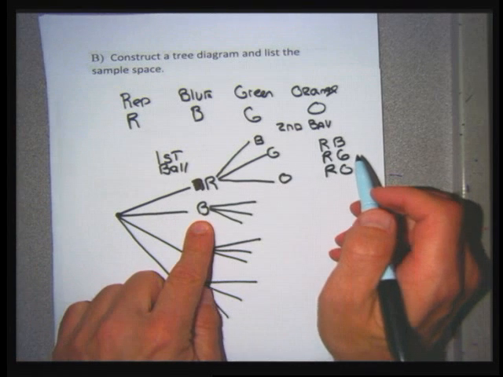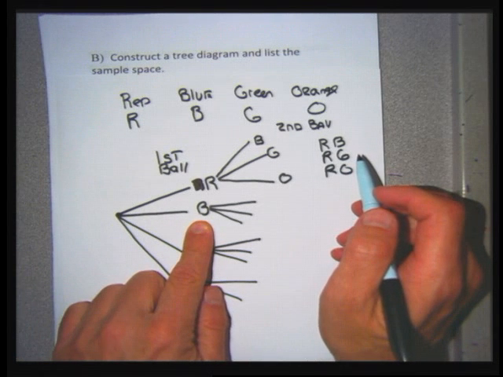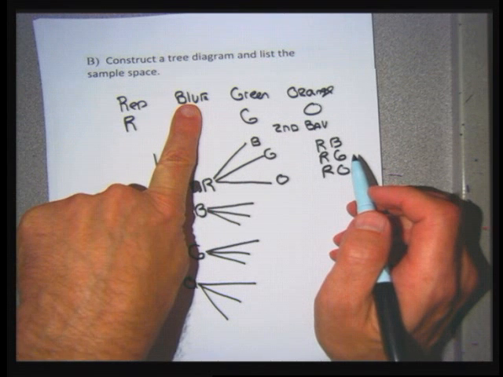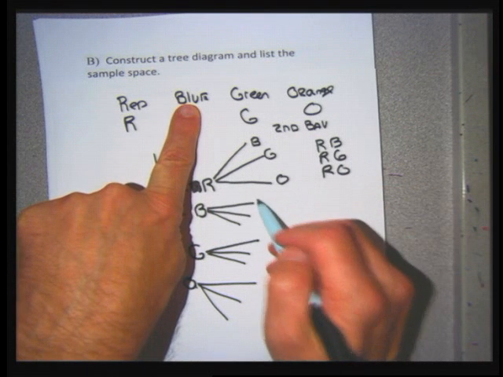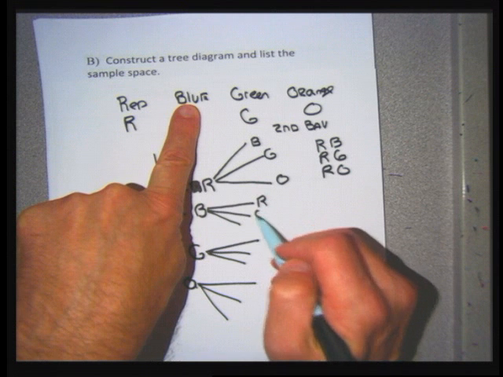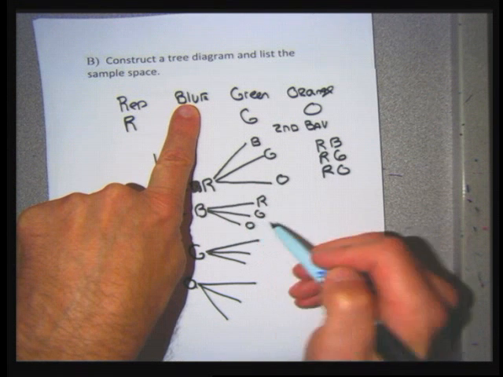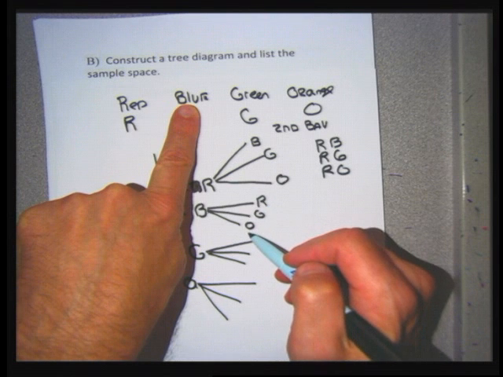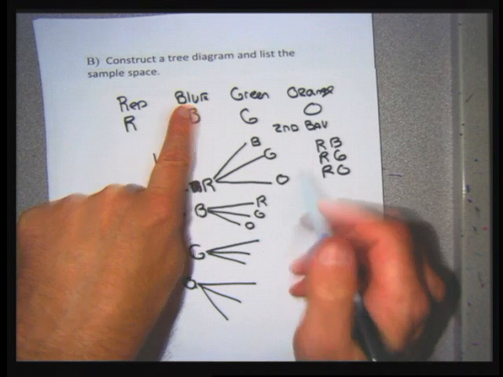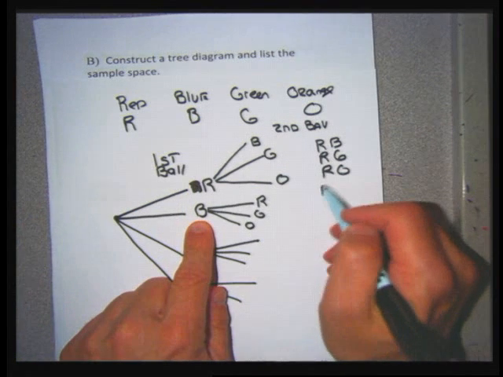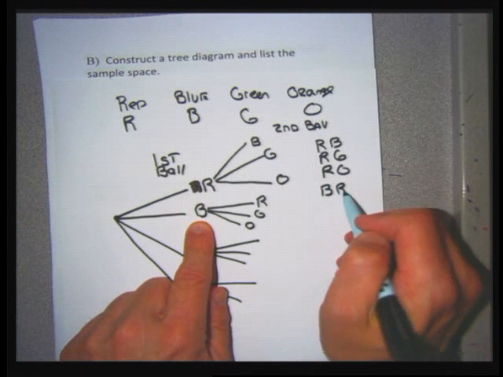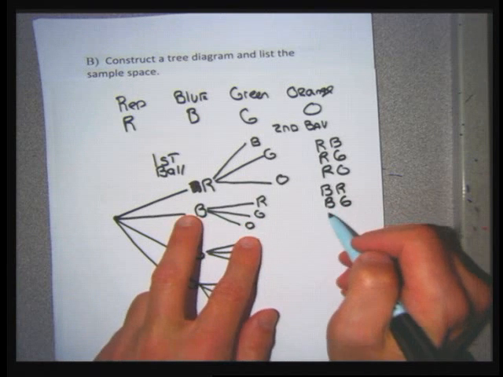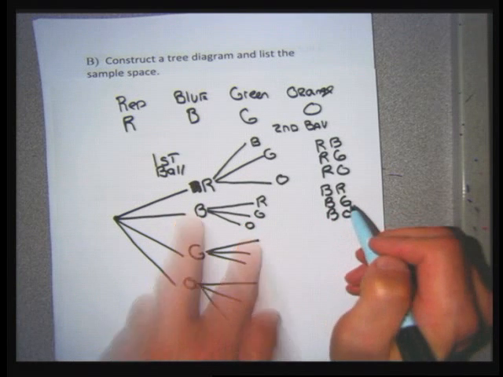If the first ball picked is blue, then you can't get a blue again because it's without replacement. It's not going to be placed back. The second ball can only be red, green, or orange. And it wouldn't matter which order you write these in. You could have said green, orange, and red. It would have been fine. In terms of the sample space here, this would be getting a blue first and a red second, a blue first and a green second, and a blue first and an orange second.